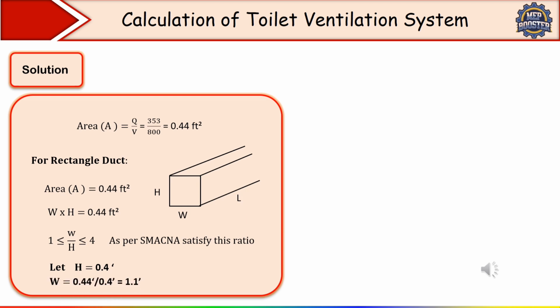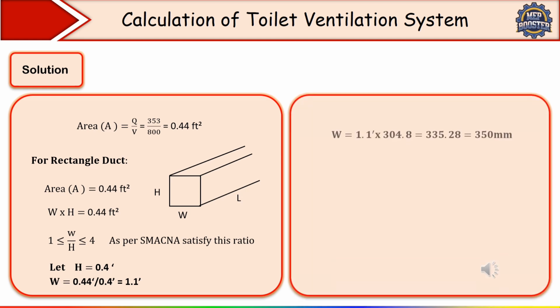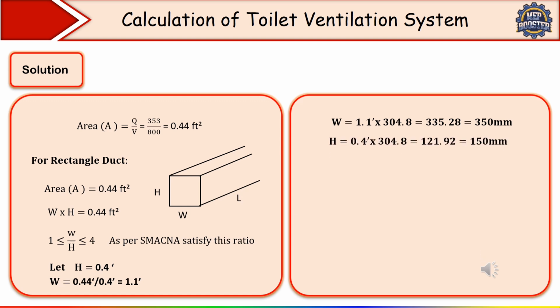Finally you will get the width of that duct, 1.1 feet. So you can convert that feet into mm. When you convert, the width will be around 350 mm, and the height of the duct is 150 mm. Now just divide both of them, high size divided by low size, 350 divided by 150. You will get a value of 2 point something. It means your aspect ratio is coming between the range 1 to 4, so your size is correct.